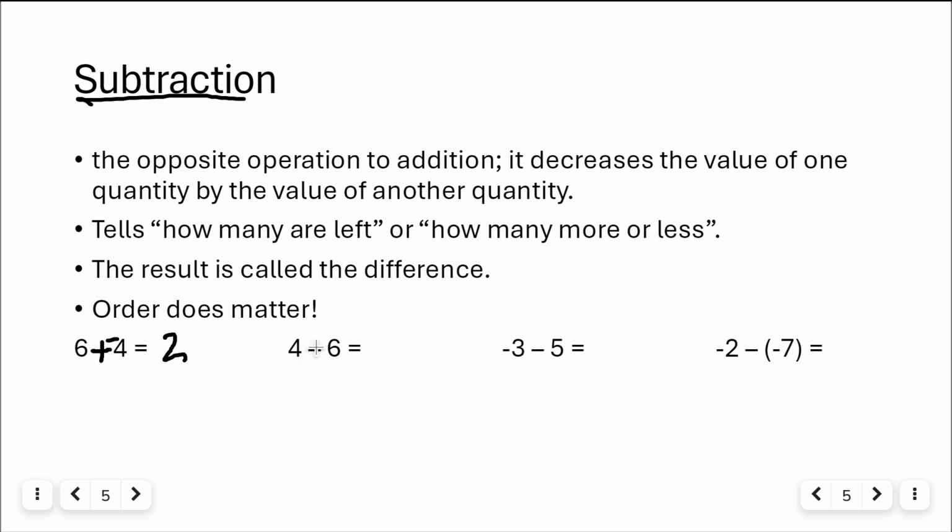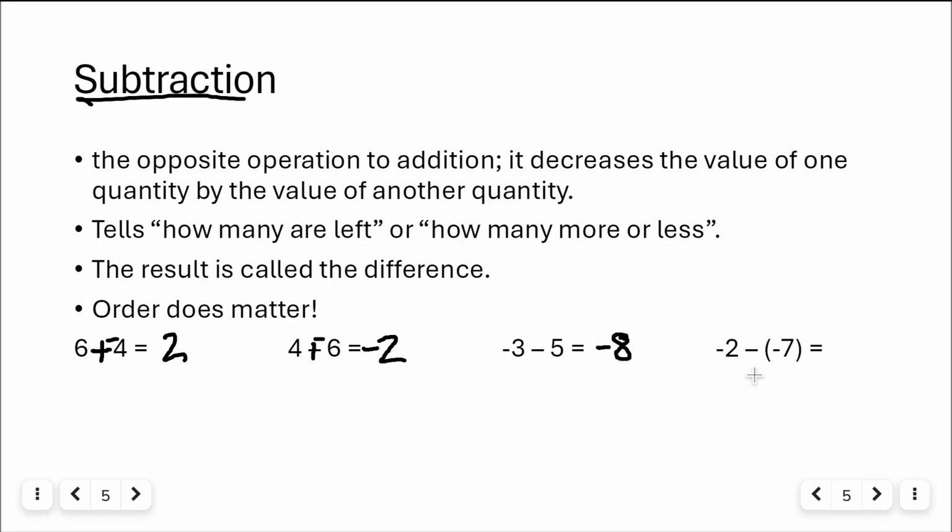4 minus 6. So that's really 4 plus -6. 6 minus 4. If I subtract the numbers, that's 2. Take the sign of the higher number. That's -2. -3 and -5. So the signs are the same. They're both negatives. 3 and 5 make 8. And take the sign of the numbers.